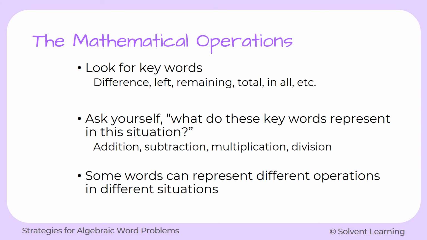Some words can represent different operations in different situations, though. And that's why it's so important to make sure that you actually understand the whole situation rather than just looking for very specific words. So that's why our first step when we're reading word problems is to make sure that you understand the word problem and the entire situation, because that will help you to picture what's going on and see how the different numbers and variables will come together with these operations.